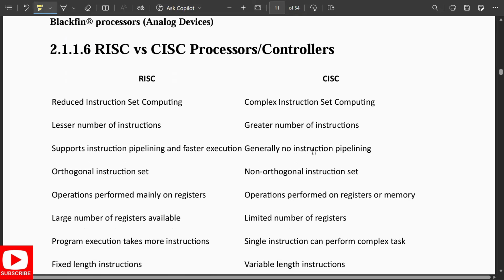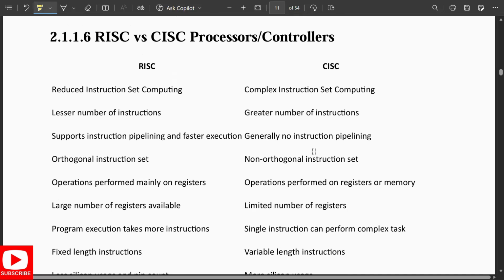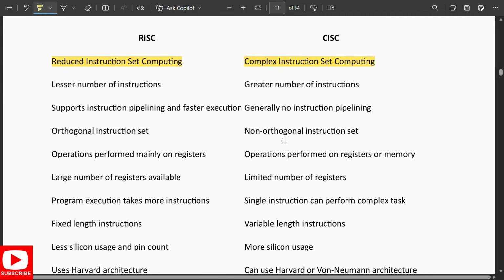Next comes RISC versus CISC processors or controllers. RISC is reduced instruction set computing, and CISC is complex instruction set computing. RISC has a smaller number of instructions, CISC has a greater number. RISC supports instruction pipelining and faster execution, while CISC generally has no instruction pipelining. RISC has an orthogonal instruction set, CISC is non-orthogonal. In RISC, operations are performed mainly on registers, while in CISC they are performed on registers or memory.